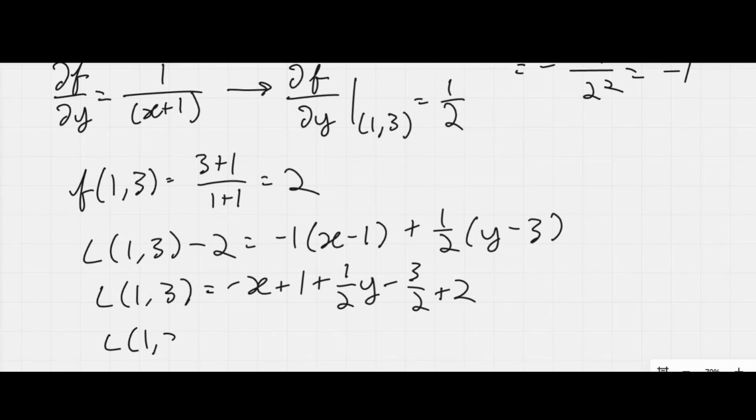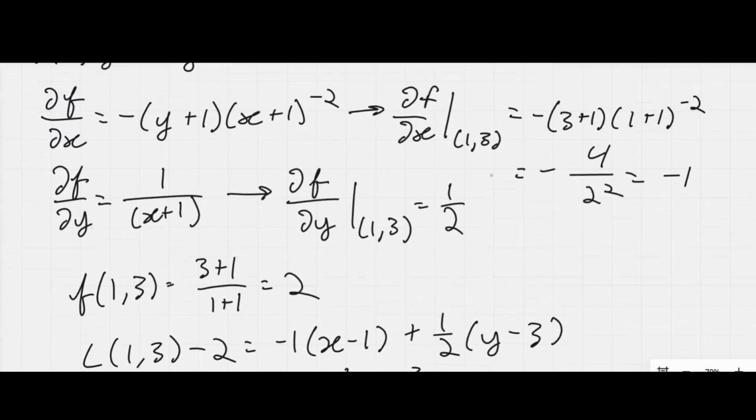We can simplify this a little bit more to be equivalent to negative x plus 1/2 y, and then we can add 1 and 2 over here, so that gives us 3, and 3 minus 1.5 is just 1.5, so that leaves us with 3/2. And so that is the linearization. But we're not done yet.